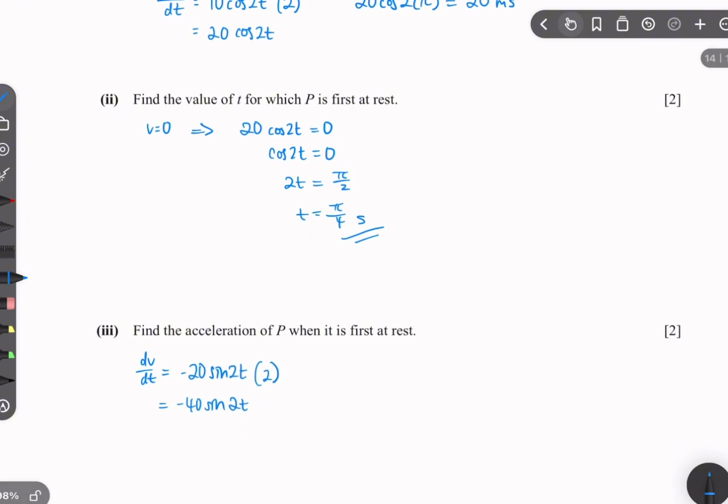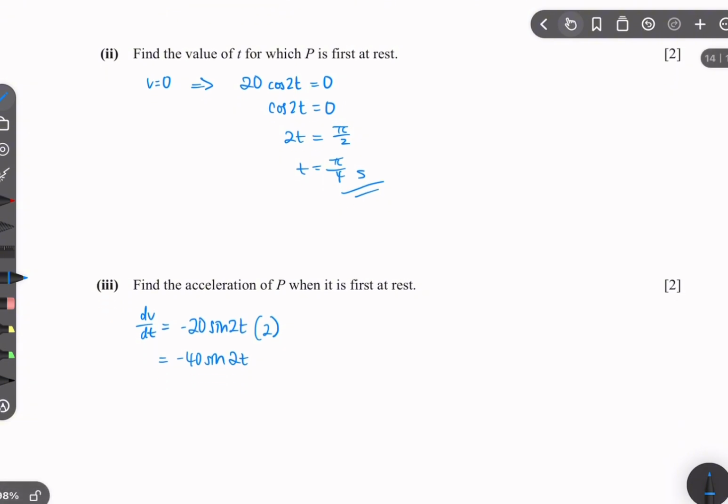Okay, now we know that from part 2, when t is equal to pi over 4 is when P is first at rest. And the question wants the acceleration when P is first at rest. So we just sub pi over 4 into this equation. And we should get minus 40 meters per second squared, because this is acceleration.